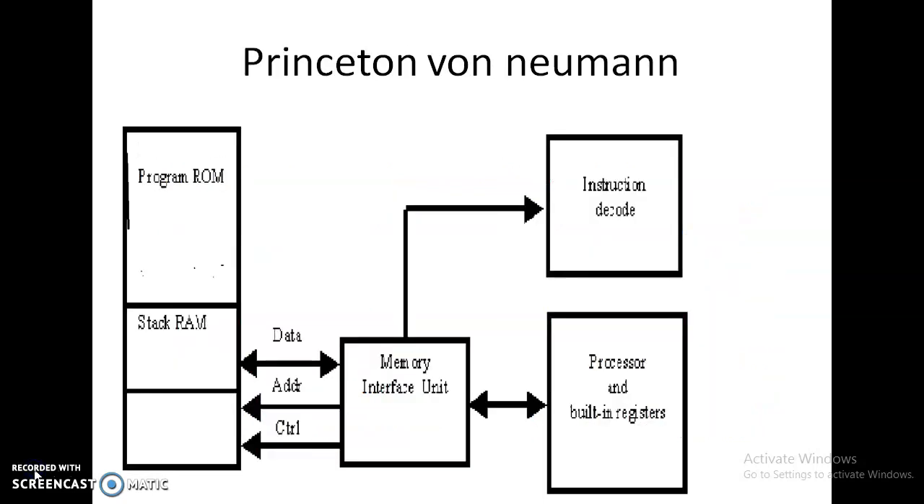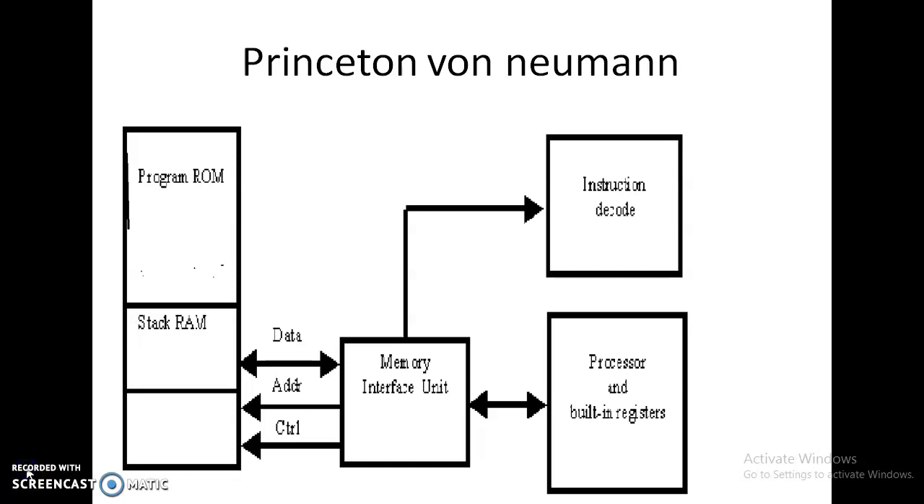In case of Princeton architecture, the memory interface unit is responsible for all functions like accessing memory space, reading instructions, and passing the data to and fro within the processors and its internal registers. MIU, Memory Interface Unit, will be responsible for all this.